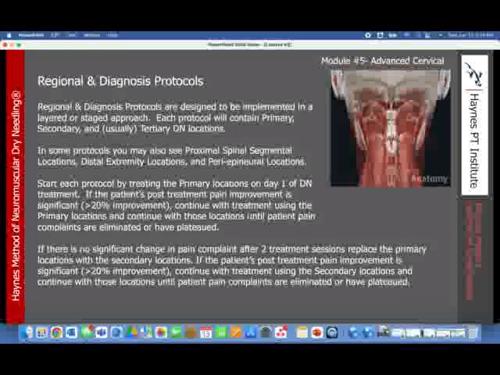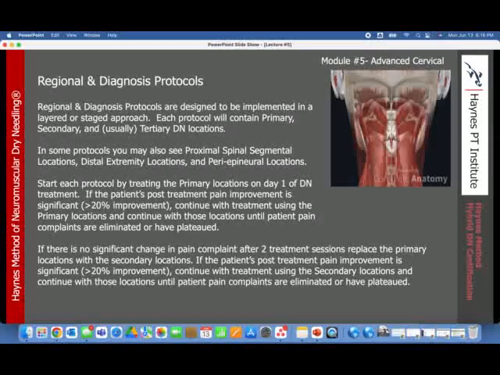If the patient's post-treatment pain improvement is significant, which is greater than 20% improvement, then continue with treatment using that primary location and continue with those locations until the patient's pain complaints are eliminated or have plateaued. If there is no significant change in pain complaint after two treatment sessions, replace the primary locations with the secondary locations, or you may add it in addition to.